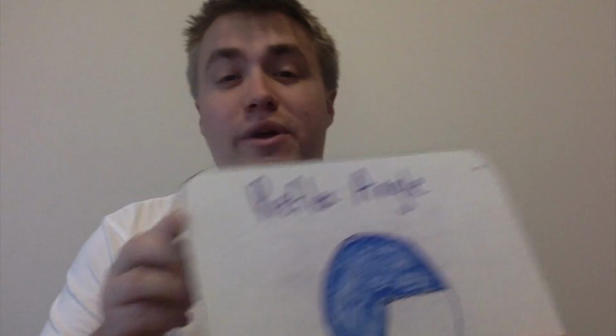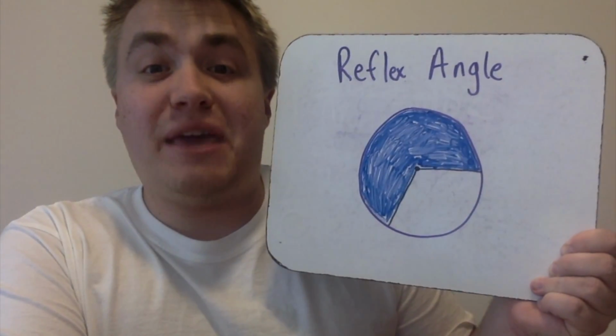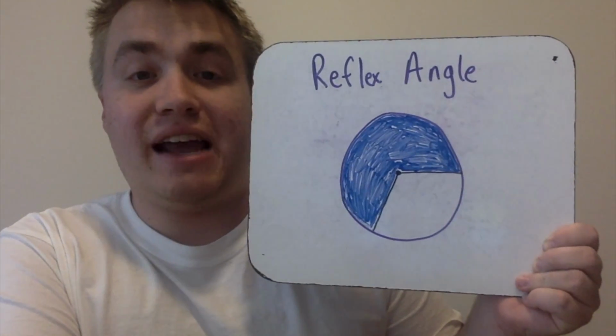Now, we haven't talked about this angle yet, but I'm wondering if any of you have been wondering, what do we call an angle that's bigger than 180 degrees? Well, we call it a reflex angle. A reflex angle is anything bigger than 180 degrees.